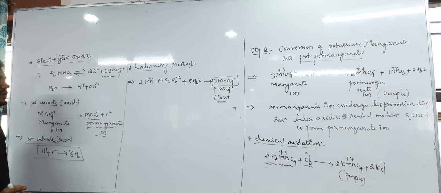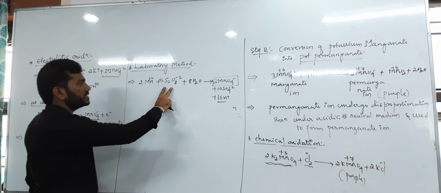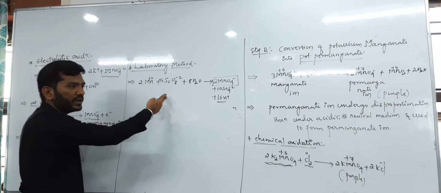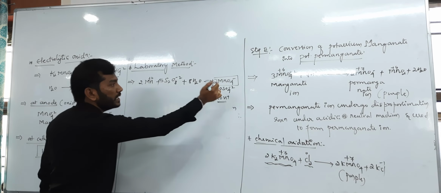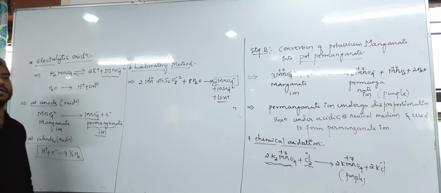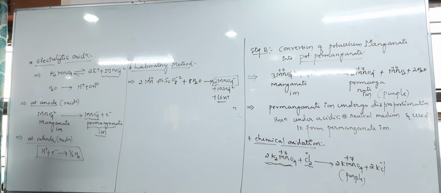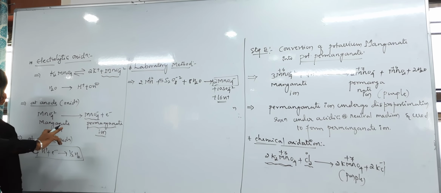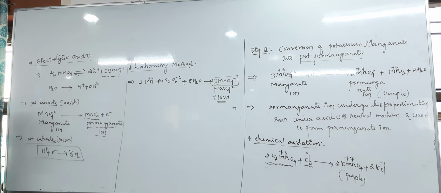So the reaction between that Mn+2 ion salts and the peroxidisulfate or persulfate ion ultimately gave us the permanganate ion. So laboratory preparation, very simple thing. Okay, you understand, KMnO4, that is one of the compounds of manganese.